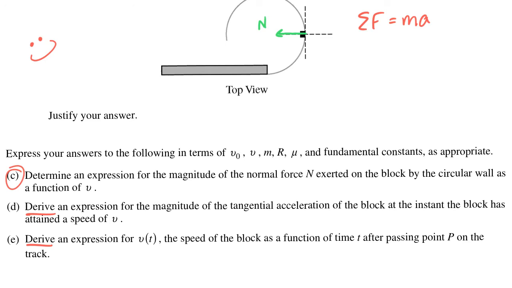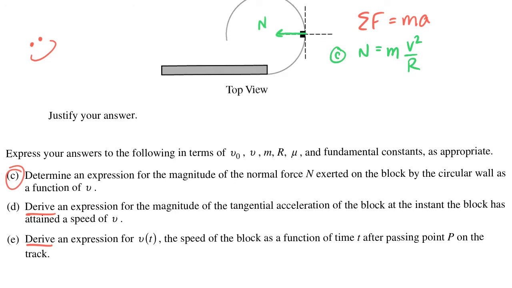The other force doesn't cause circular motion, and because of that, I'm really only worried about this. So when I want to determine an expression for the magnitude of the normal force in terms of v, then the only force acting to cause centripetal motion is that one. So this is all that you had to do for part C. Any question about that?